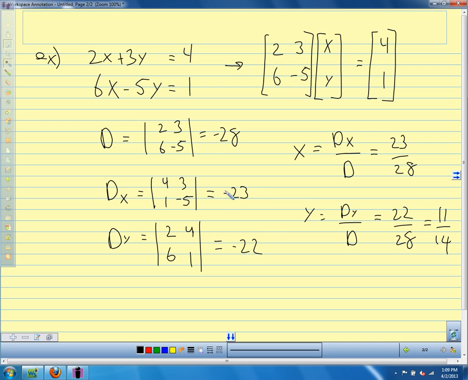When will we run into trouble with Cramer's rule? Anybody have an idea? Well, to get our answer, we're dividing here. Yeah, what do you think, Dan?